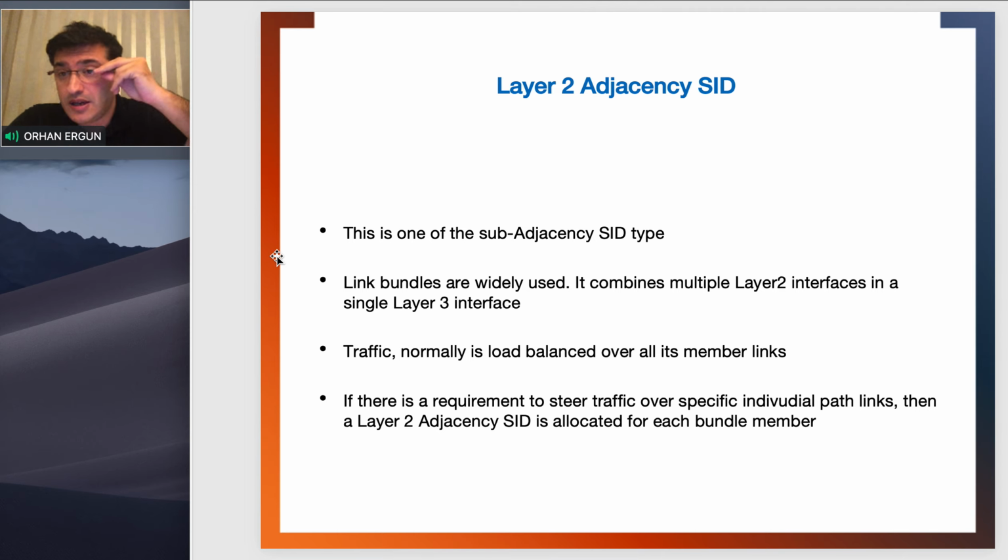Layer 2 adjacency seed, this is one subtype, basically when we now have multiple links in a bundle, and over which layer 2 link the traffic will be sent. Normally, you don't know. It is just a hashing job. Maybe over link 1, maybe link 2, maybe link 3. But maybe you want to say deterministically. So as you can see, yes, determinism. Some applications require this level of determinism a lot, like IoT, for example, right?